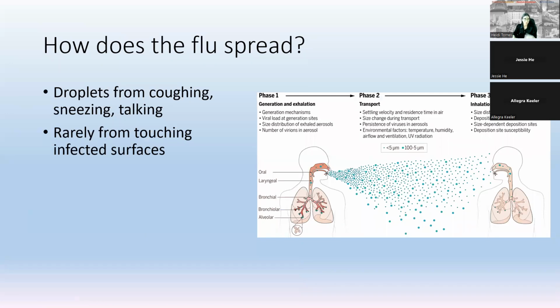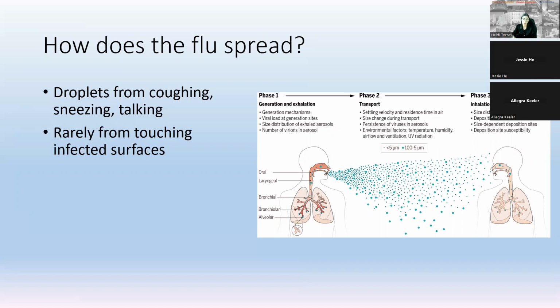So how does the flu spread? It spreads the same way as COVID. It spreads from droplets, from coughing, from sneezing, from talking. I know we worry about this a lot, but it's rare to get viral infections from surfaces. Viruses usually don't live for very long, and you would have to pick up enough of the virus in your hand, and then within a specific short window of time, touch your eyes, touch your nose, touch your mouth, something like that. So it's a lot more rare.